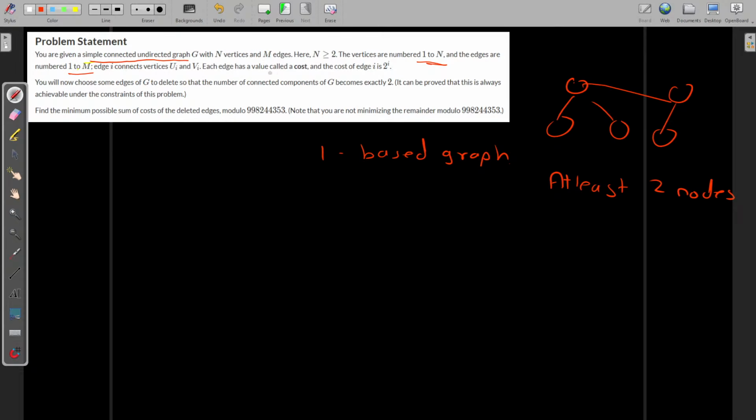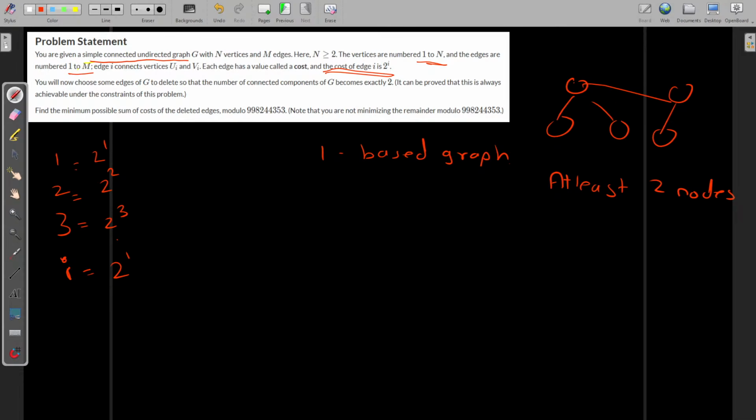Each edge has a value called a cost, and the cost of edge i is 2 to the power i. If there are three edges, 1, 2, and 3, the cost of the first edge would be 2 to the power 1, the second would be 2 to the power 2, the third would be 2 to the power 3, and the ith edge would be 2 to the power i. So this is the cost associated with each of the edges.